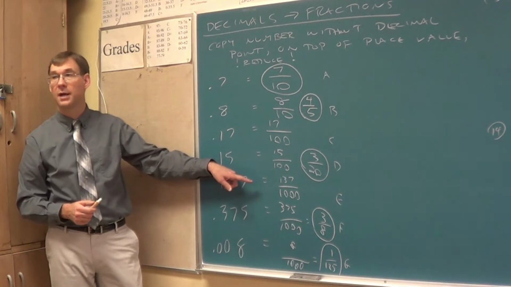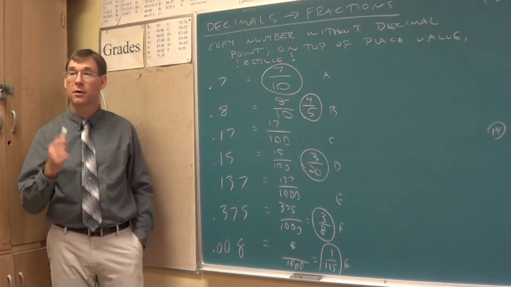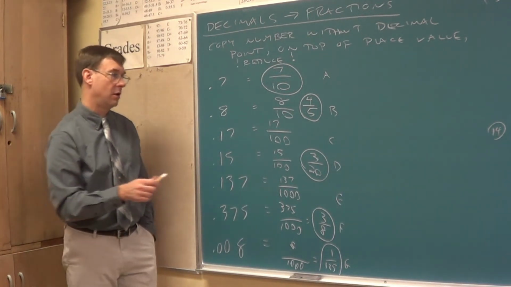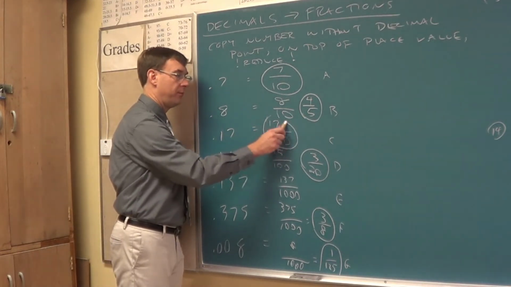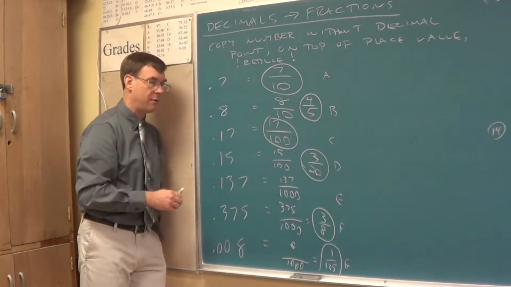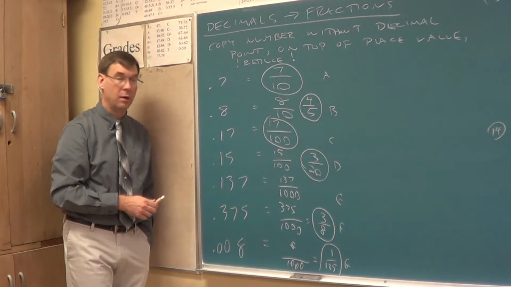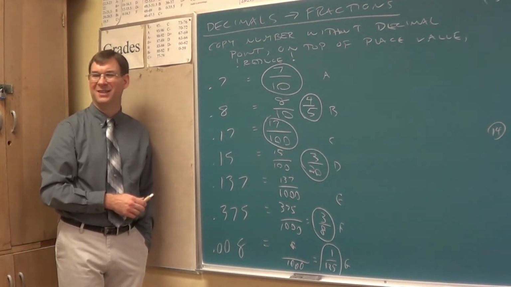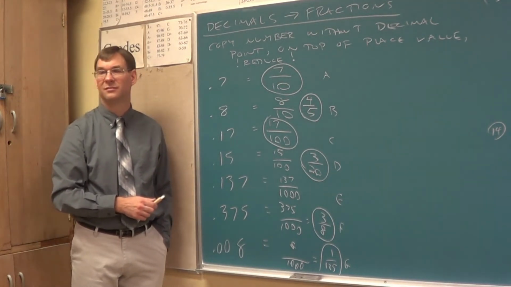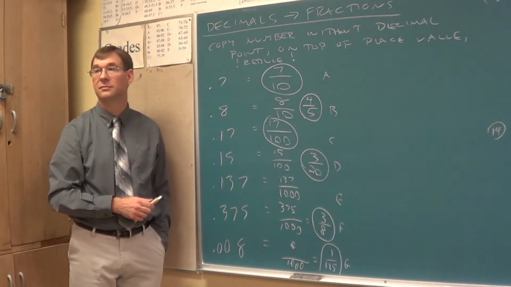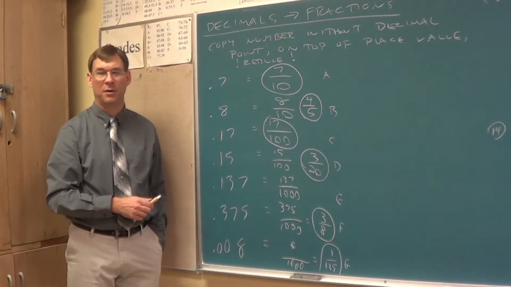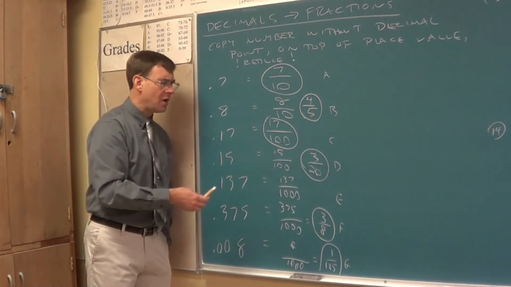Something about C or E, an opinion on those, Carter? C's good. 17's another prime, and 17 can't go into 100. There's no way to really break that down. How about the 137? Yeah, we're thinking no. You could try stuff.